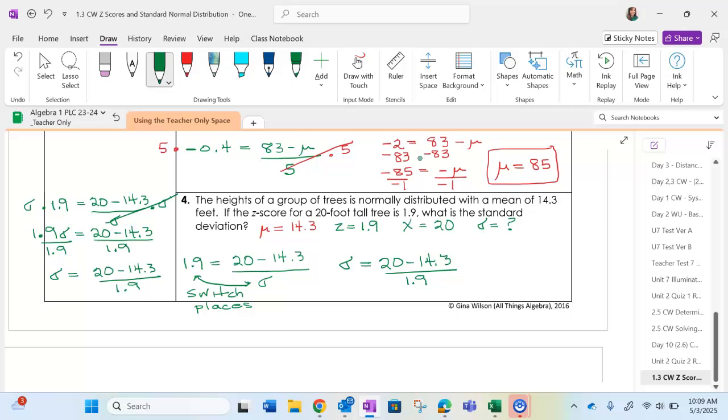But you can only do it if there's one variable, an unknown on the denominator and a single number on the other side of the equal sign. I could do all this work and end up in the same place, so you pick what's more comfortable for you. This just goes into your calculator and you get a standard deviation of 3. And there's our answer.